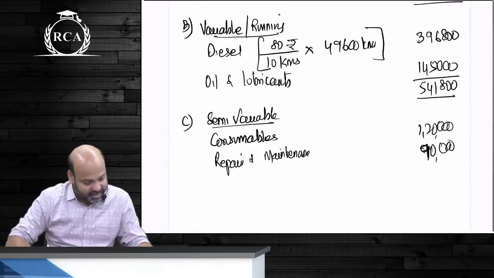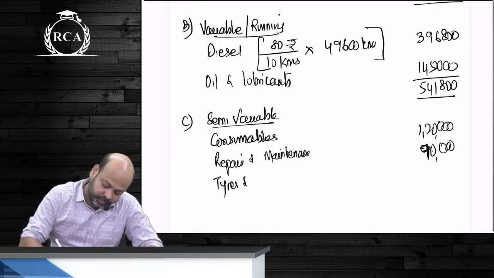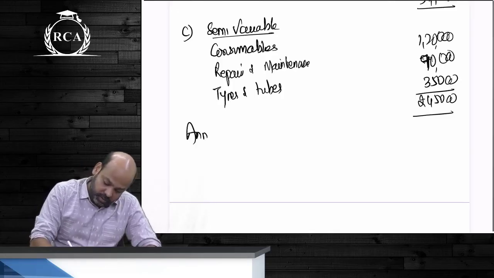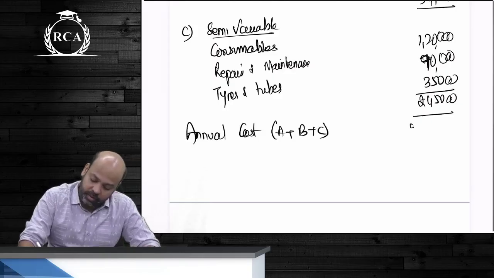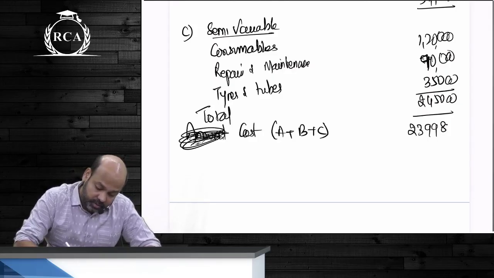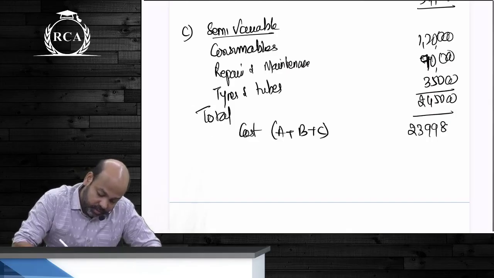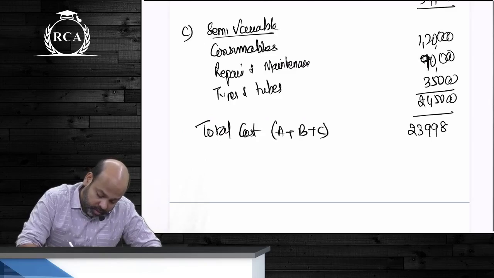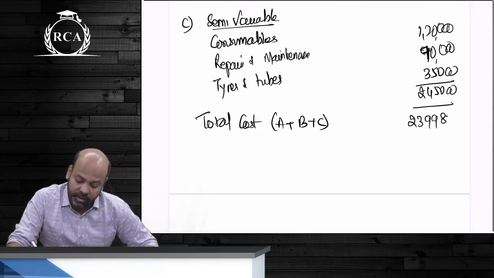Yes, tyres and tubes, how much is it, beta? All put together, beta. Annual cost, A plus B plus C will be 23 lakhs 99,000. How much, beta?